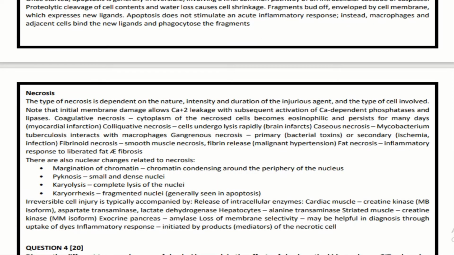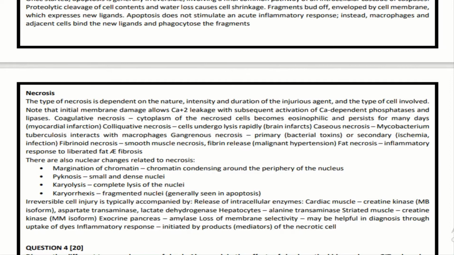The type of necrosis is dependent on the nature, intensity, and duration of the injurious agent and the type of the cell involved. Note that the initial membrane damage allows calcium 2+ leakage with subsequent activation of calcium-dependent phosphatase and lipase. Coagulation necrosis: the cytoplasm of the necrosed cell becomes eosinophilic and persists for many days, for example, in myocardial infarction.